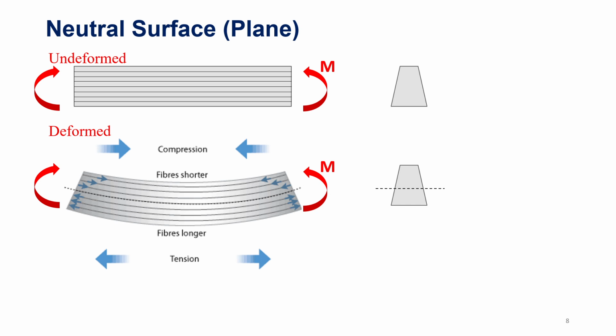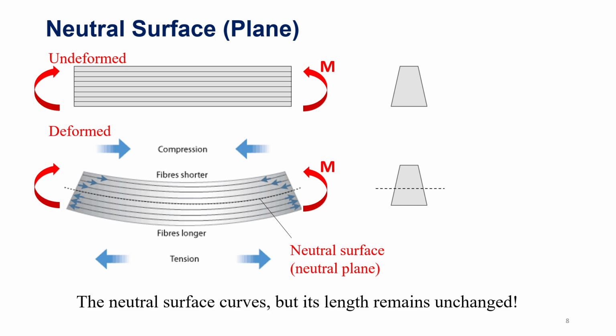Because these filaments or fibers are deformed continuously from one end to the other, there must be a filament or fiber which undergoes neither tension nor compression. The position of this fiber we call the neutral surface or the neutral plane. Even though this neutral surface curves, please note that its length remains unchanged during this curving. Another concept is the neutral axis. This neutral axis is the line of intersection of the neutral surface with the cross-section.